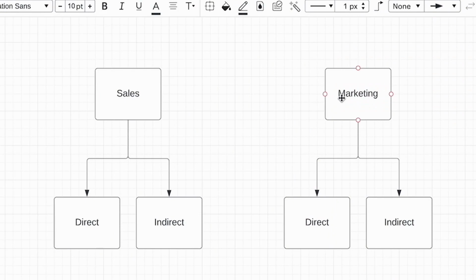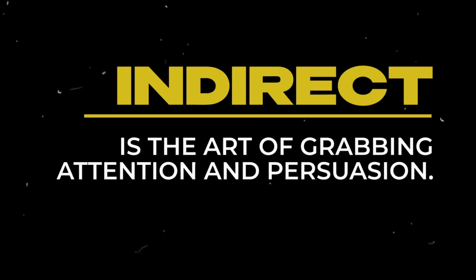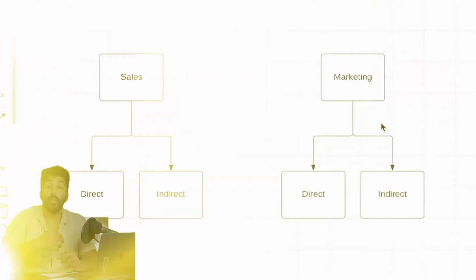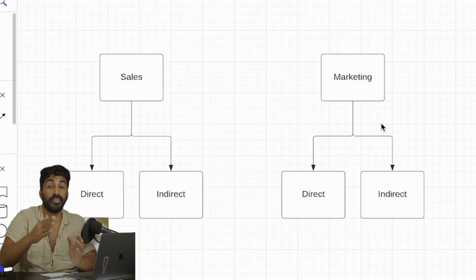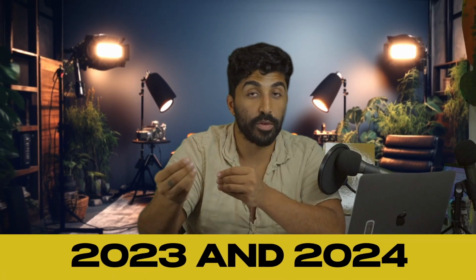Now, sales and marketing both have direct and indirect components to them. What do I mean by this? Well, what you need to understand is that direct is the art of disruption, while indirect is the art of grabbing attention and persuasion. So to give you some examples of direct marketing, we have things like cold outreach and paid ads. Both of these are quite disruptive and really, in my opinion, probably the only two most important ways to digitally market directly in 2023 and 2024 and beyond.